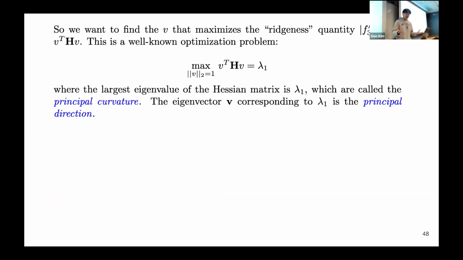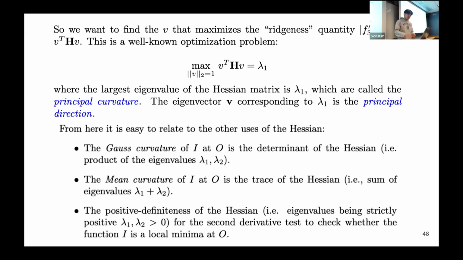So this is an optimization problem. We want to maximize that across all the V's in my tangent plane. That maximizes that ridgeness quantity, which is expressed as a quadratic form. And this is a very well-known optimization problem that's given by the largest eigenvalue of the Hessian. And with that, you can also compute some other interesting things you might have seen in class as well.